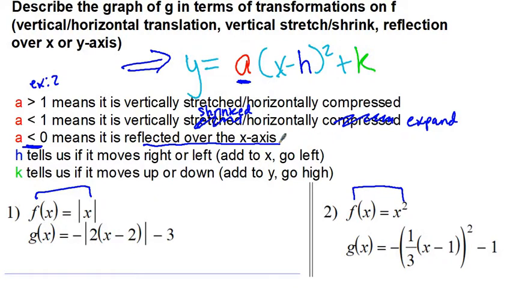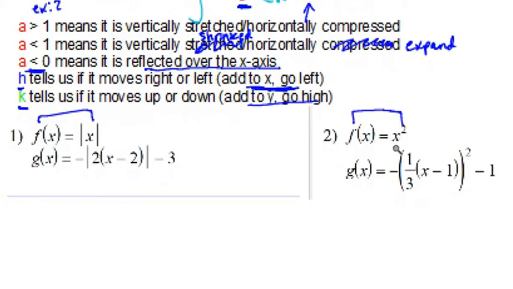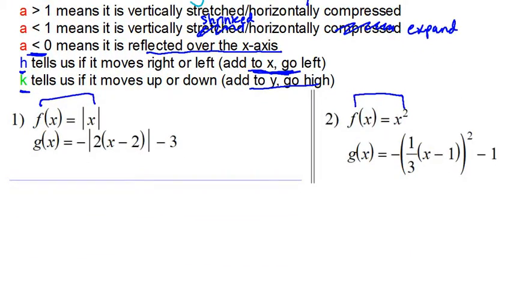If a is negative, if it's less than 0, it means that you're going to reflect it over the x-axis. The h number, we use that acronym that we mentioned before: add to x, go left. And then the k tells us if we're going up or down: add to y, go high. So we'll describe each of these, and I encourage you again to pause the video and try it, and then we'll look at graphs just to verify that we got it right.